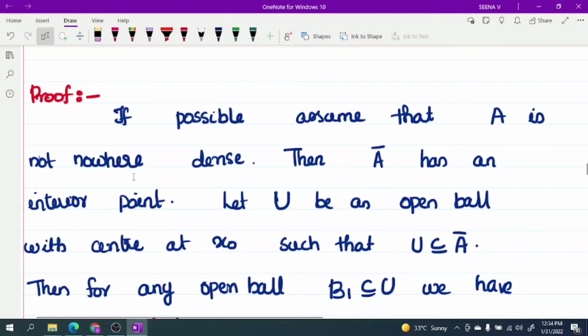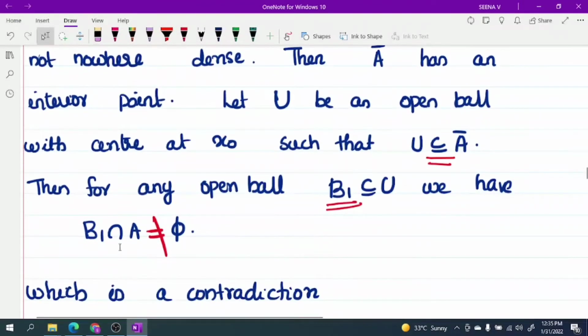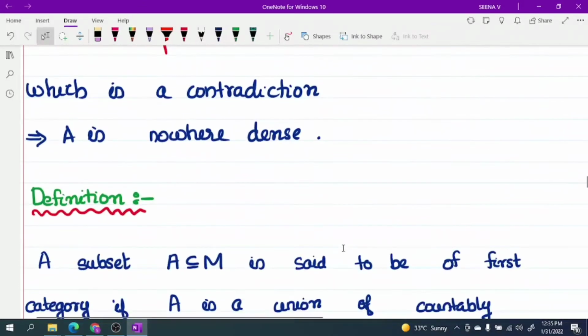We have assumed that A is not nowhere dense. That means A closure has an interior point. Therefore, it has an open ball contained in it. So for any open ball B, we clearly get B1 intersection A is not equal to empty because B1 is completely contained in A closure. Therefore B1 intersection A is not equal to empty, which is a contradiction. Therefore, A is nowhere dense.